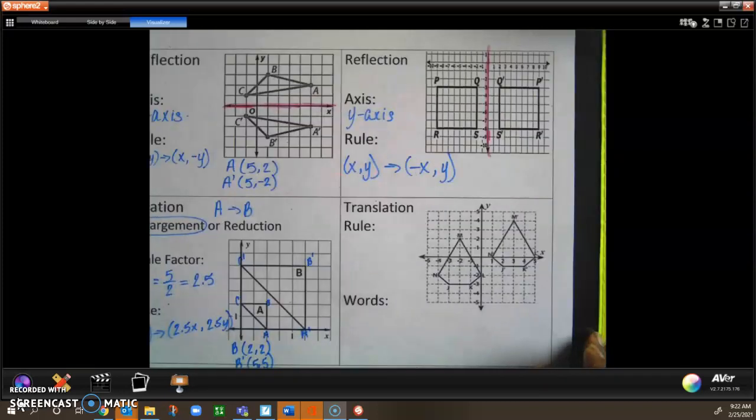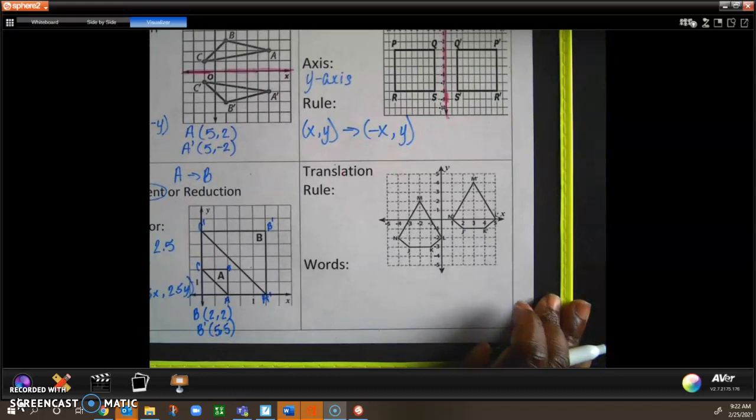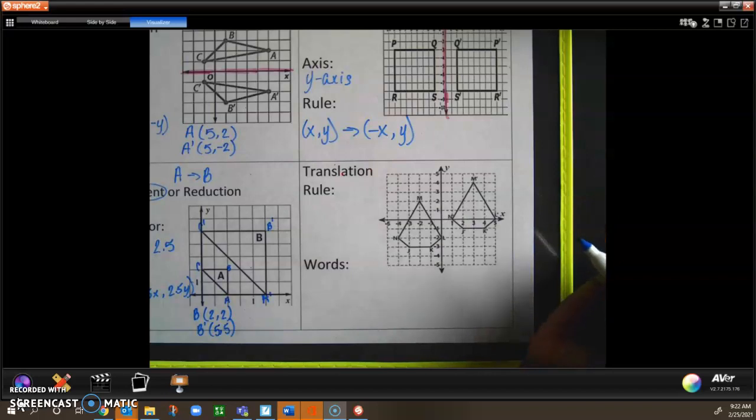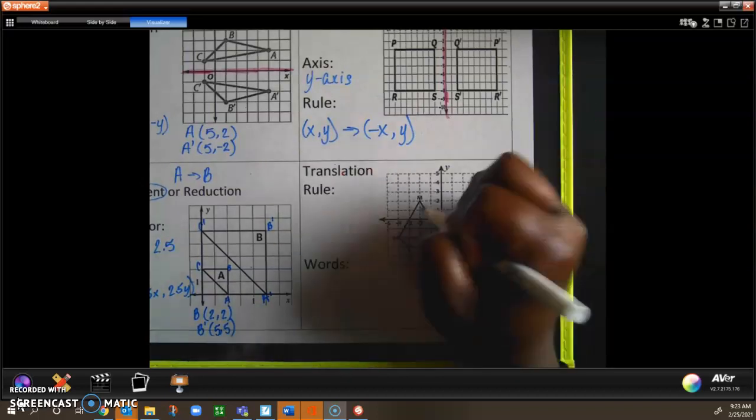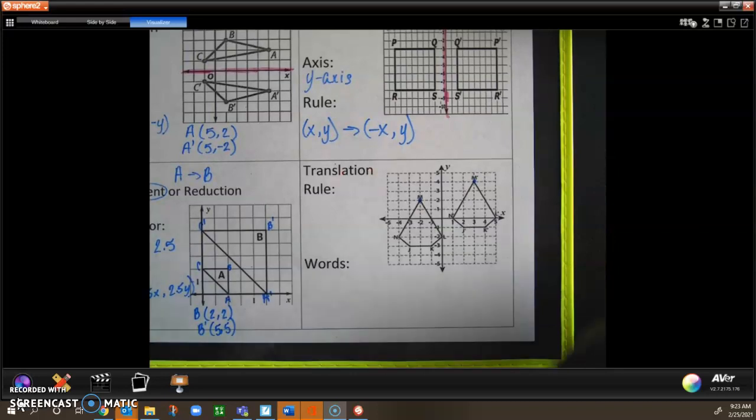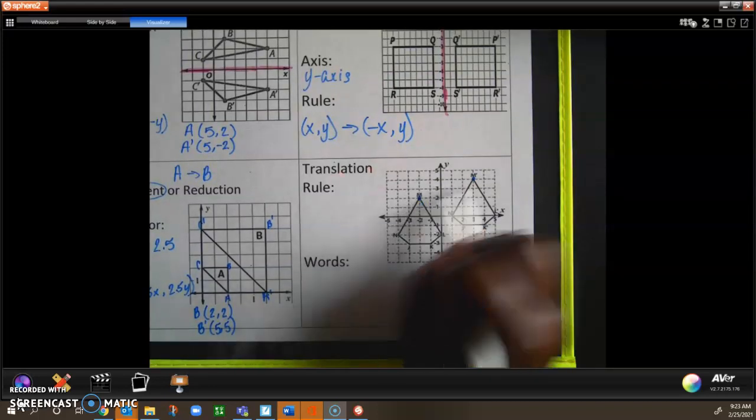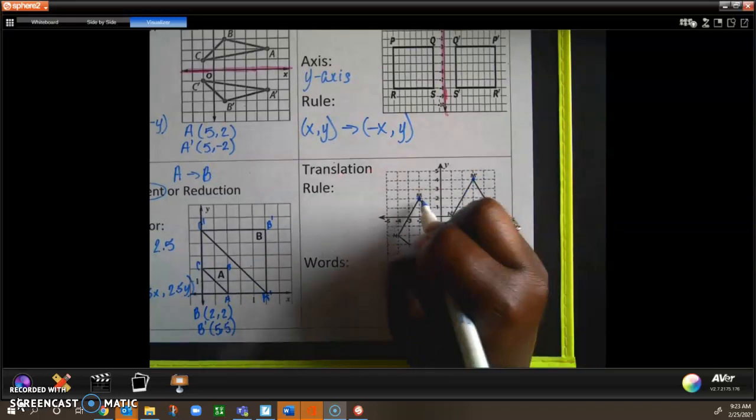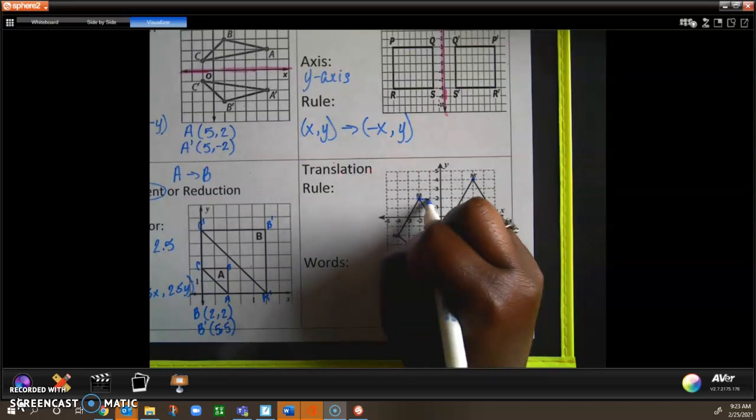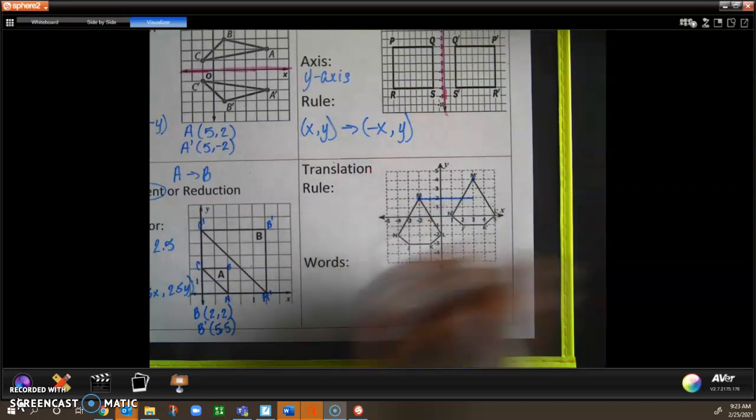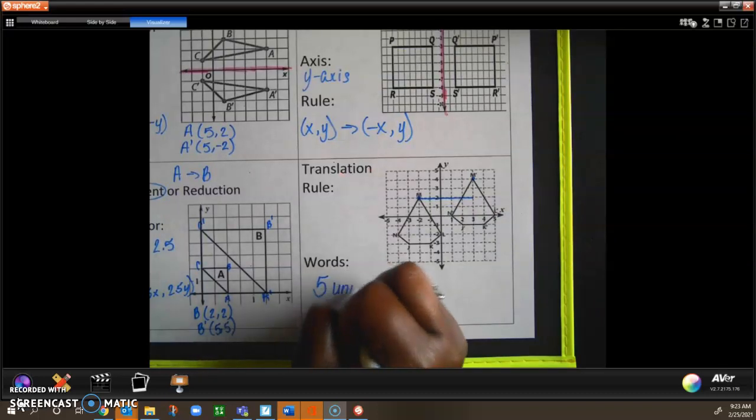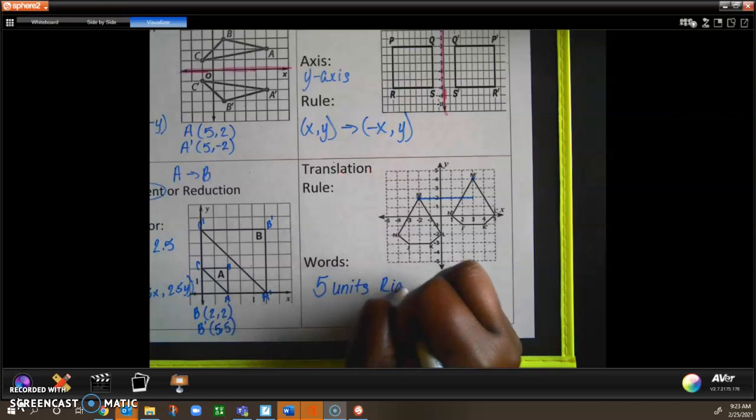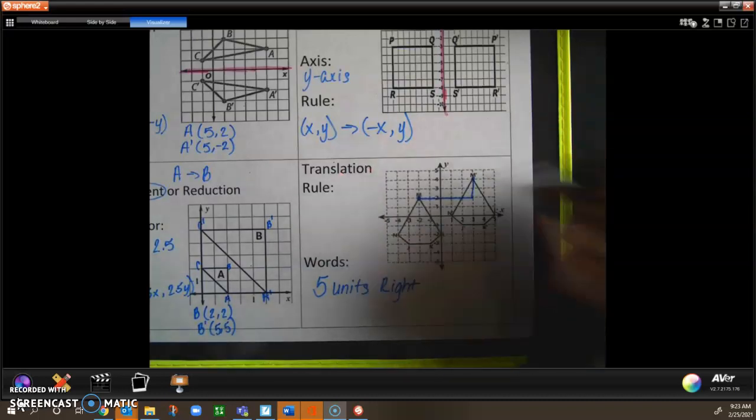Okay, and then last but not least, you have a translation. So remember, with your translation, you can choose 1 point to figure out your rule. And then if you had to move the actual image, you would do it for every point. So let's look at M and M prime. So I'm going from this image to this image, and I know this is the new because of the prime notation. So I'm going to the right. So I go 1, 2, 3, 4, 5 units right. So under words, you go 5 units right. And then you go 2 units up.